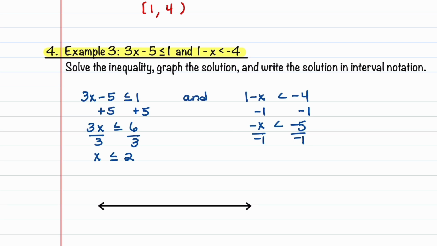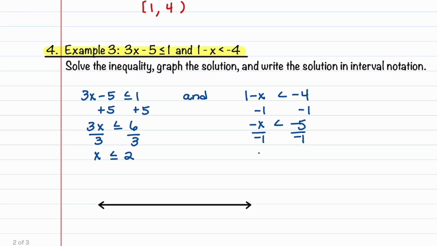When you divide by a negative and you have an inequality, you have to change the inequality sign. So instead of saying that x is less than 5, we have to say that x is greater than 5. So I'll just put a little star here so you can remember that whenever you divide by a negative, you change the inequality. Let's now graph our solution.